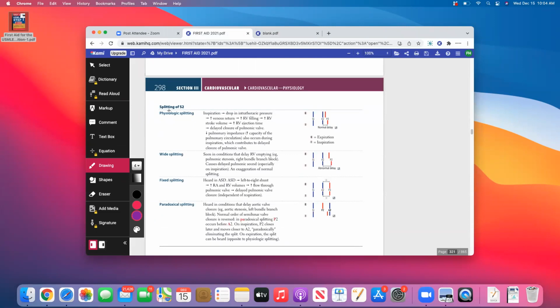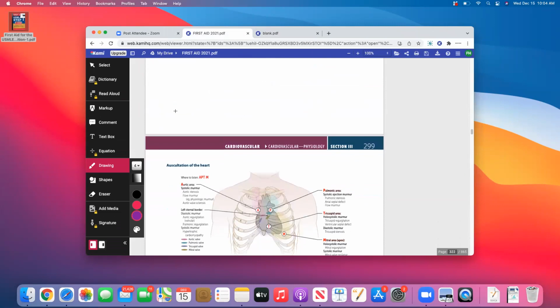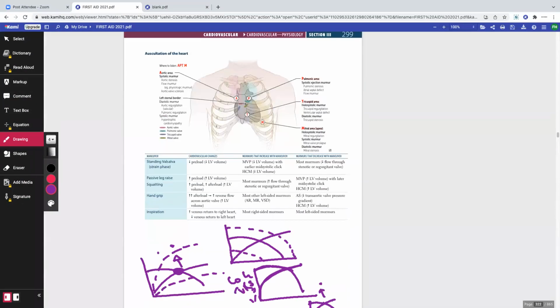So yesterday we finished splitting of S2. Very quickly, before I begin the lecture from here, what is the cause of physiological splitting? Inspiration. What is the cause of wide splitting? Very good. What is the cause of fixed splitting of S2? Okay. What is the cause of paradoxical splitting?